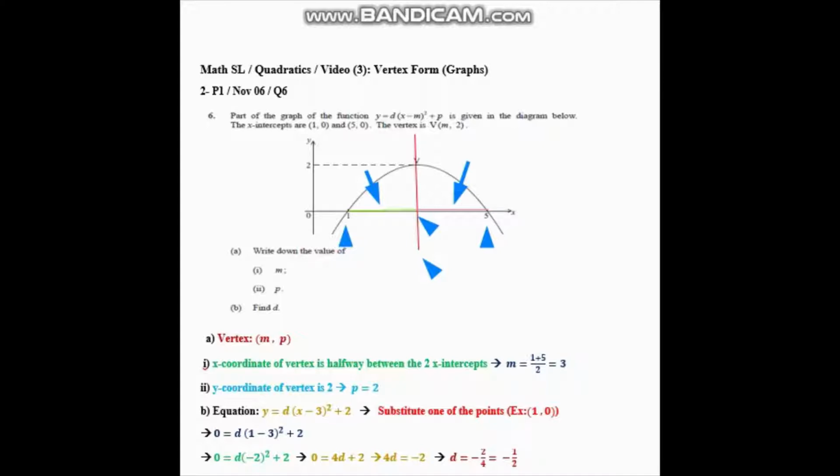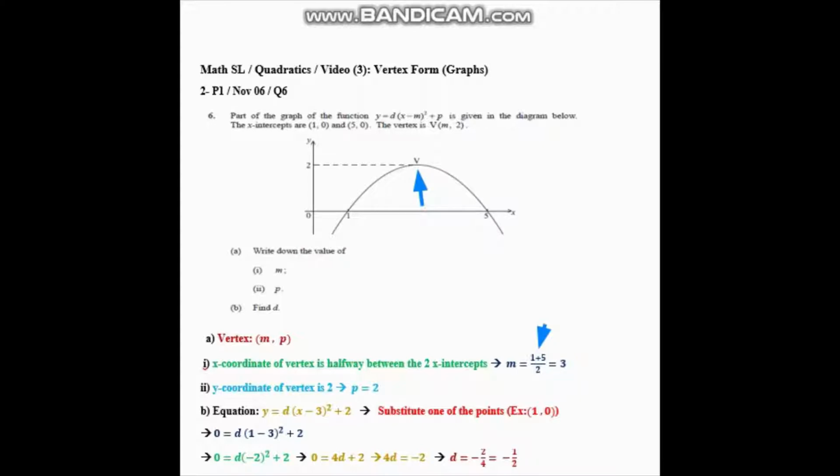Hence, we should know that the vertex has an x-coordinate exactly midway between 1 and 5. Mentally, you can figure out that this x-coordinate is 3. If you want a more systematic way, you can just get the average of the x-intercepts. So (1 plus 5) over 2, which is 3. Hence, the x-coordinate of the vertex is 3, the average of the x-intercepts.